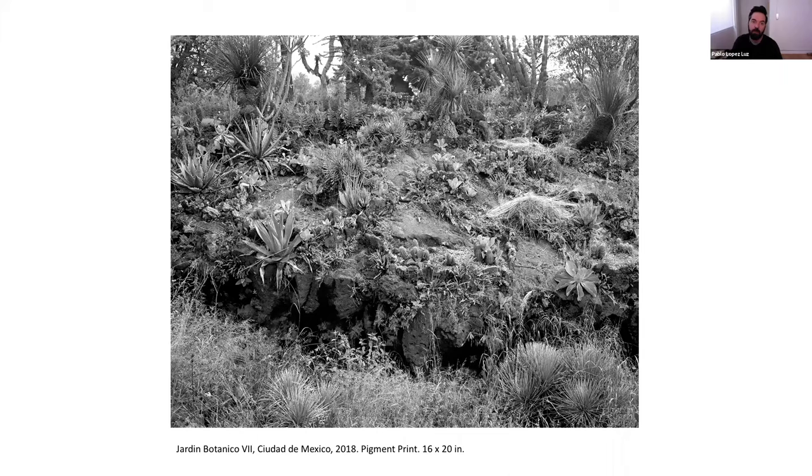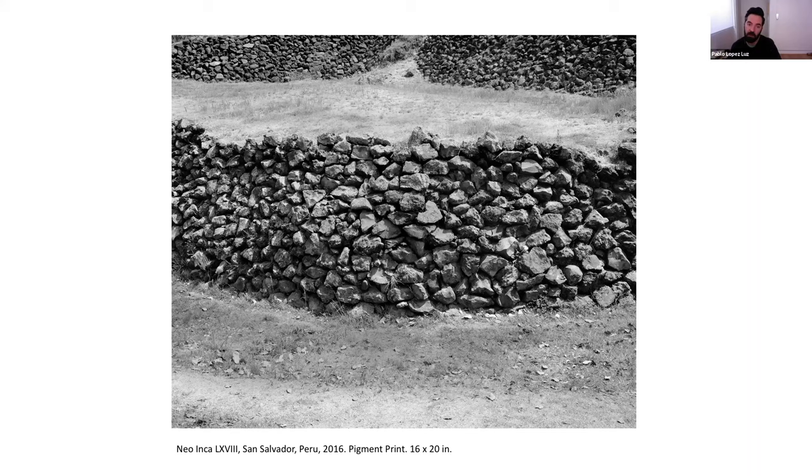This, for example, is a photograph of an archaeological site in Mexico City called Cuicuilco. I forgot to change the title, but this is actually a kind of pyramid. And if you go to Teotihuacan, it's also built with volcanic stones.